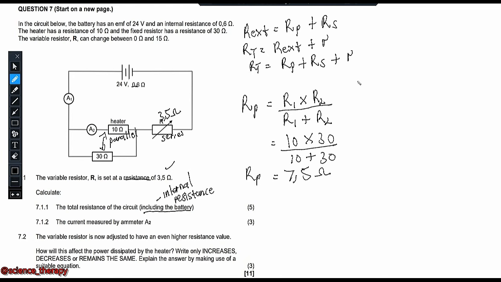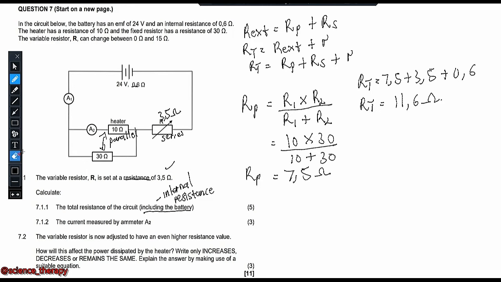So in order to calculate the total resistance now, we'll say RT is equal to resistance of parallel is 7.5, resistance of the series is 3.5, and then the internal resistance is that 0.6. Now you have to add all of this, and then you get 11.6 ohms. So that becomes your total resistance, right? So note that the total resistance includes also the internal resistance. So 5 marks for all of that. That's all you were supposed to do.